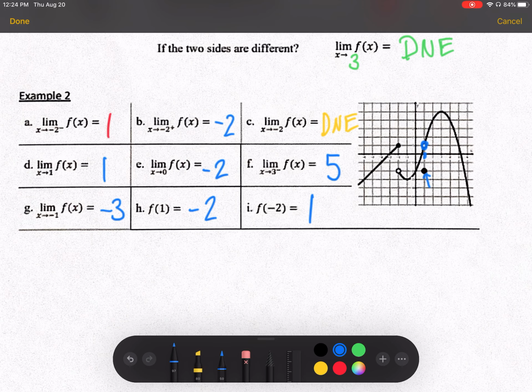Make sure that you've copied these notes down, and you need to keep them.